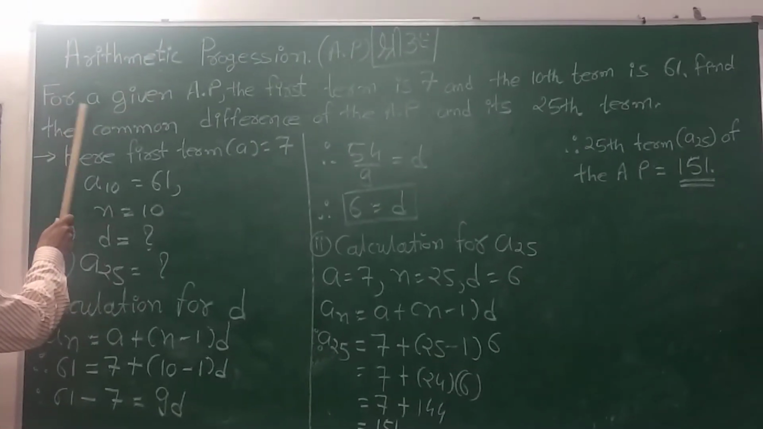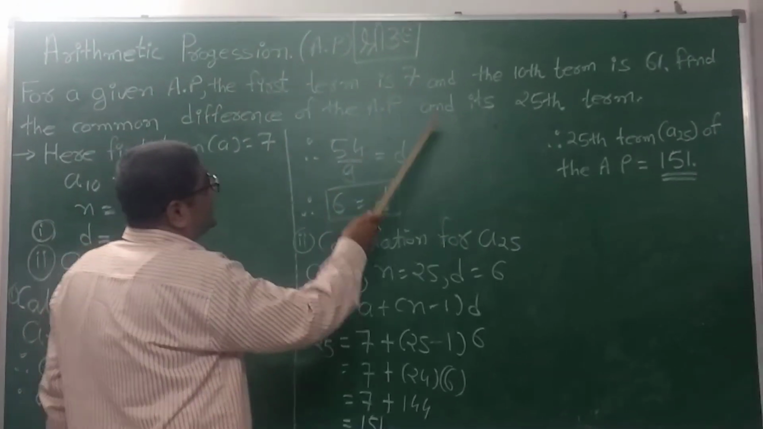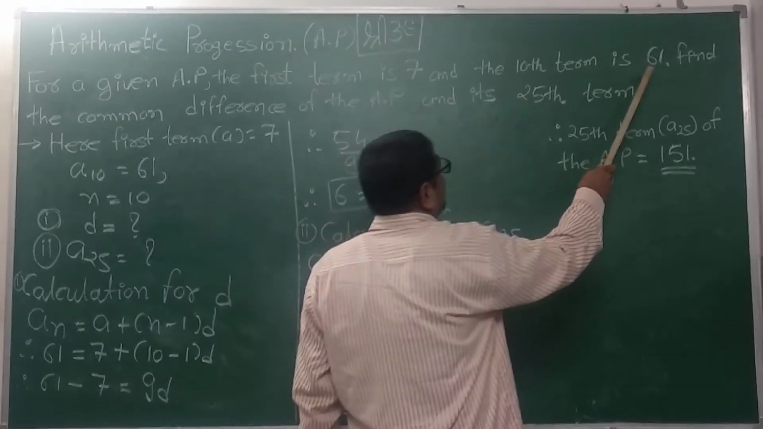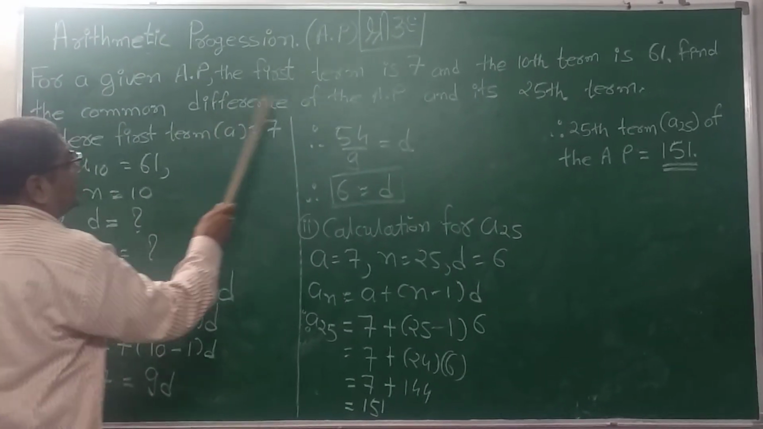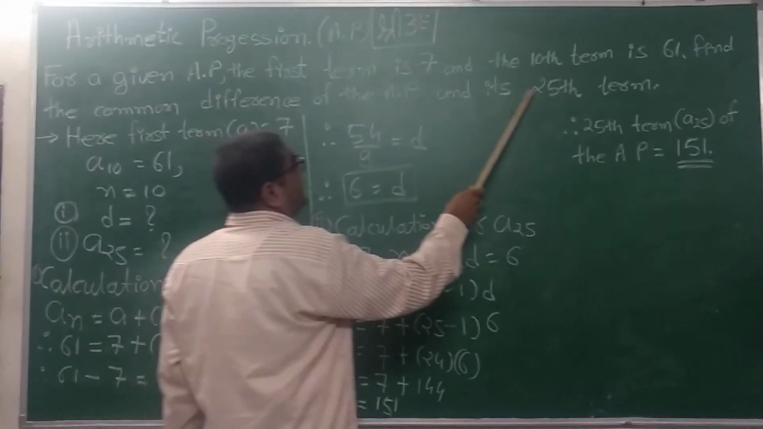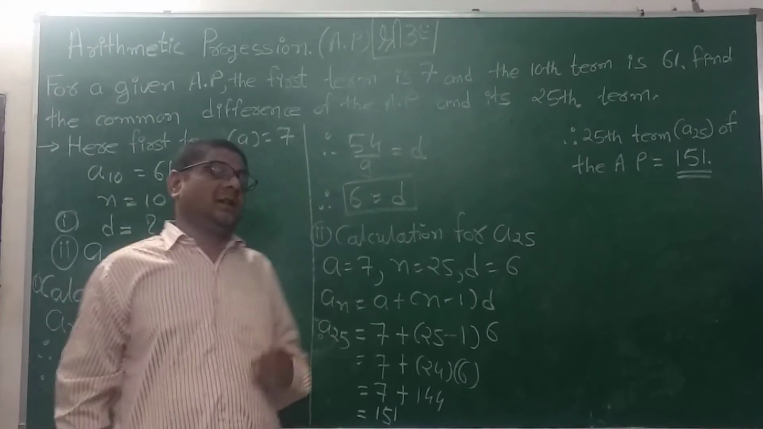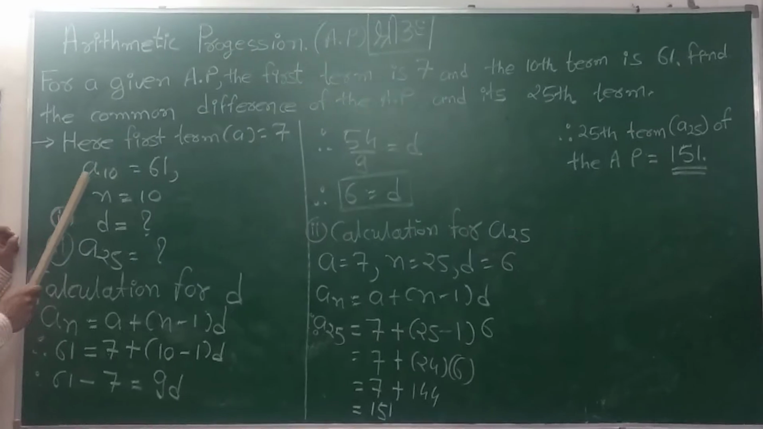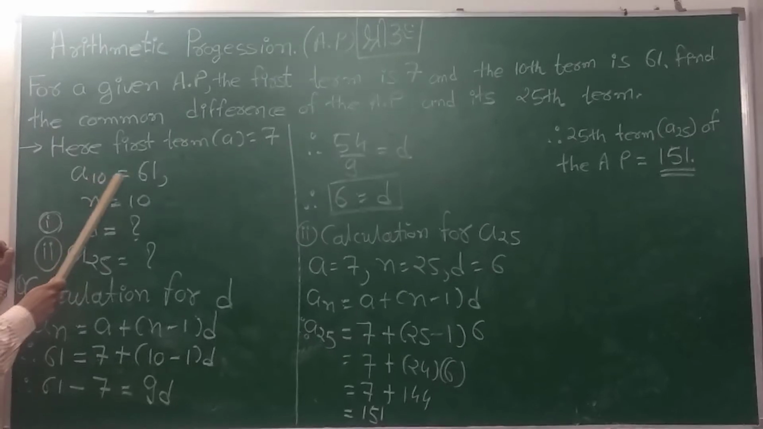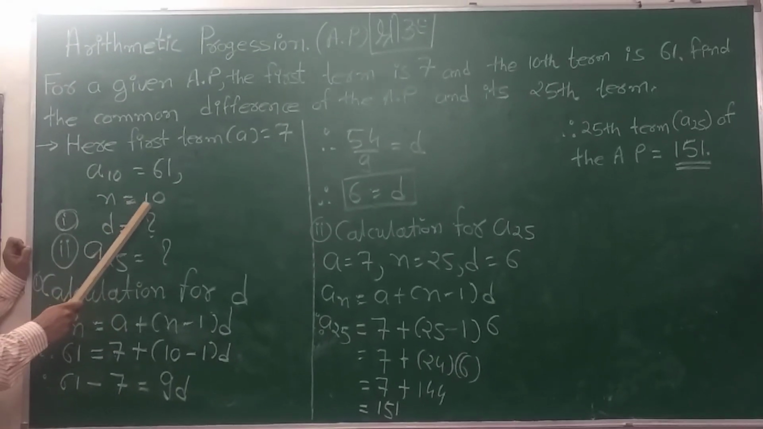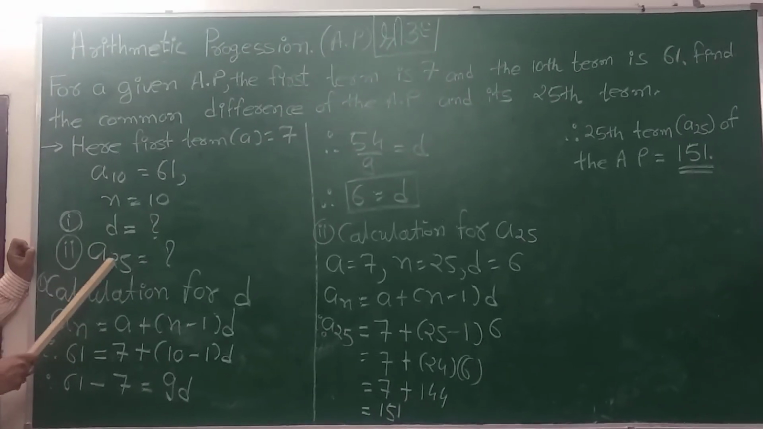Example number 3. For a given AP, meaning arithmetic progression, the first term is 7, meaning a is equal to 7. The 10th term is 61. Find, here two questions: find the common difference, that is d, of the AP and its 25th term. Here we have to understand the question properly. So from the data, the first term, that is a, is equal to 7. The 10th term, that is A10, is equal to 61. Therefore n is equal to 10 and an is equal to 61. d is a question mark and A25 is a question mark.